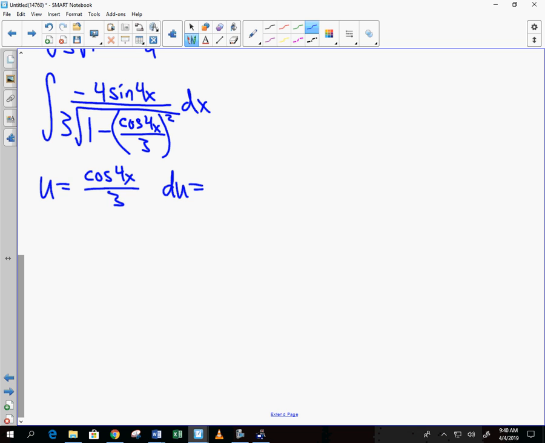Du is equal to, I have to take the derivative of this guy. What do I have to use in order to take that derivative? Chain rule. What's the derivative of the inside? 4. So you're going to have a 4 over 3. What's the derivative of cosine? So it's a negative 4/3 sine of, and what's on the inside? 4x dx. Do you have a negative 4 over 3? Yes. Do you have a sine of 4x dx? Yes.